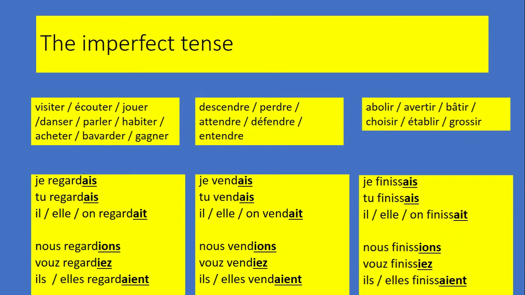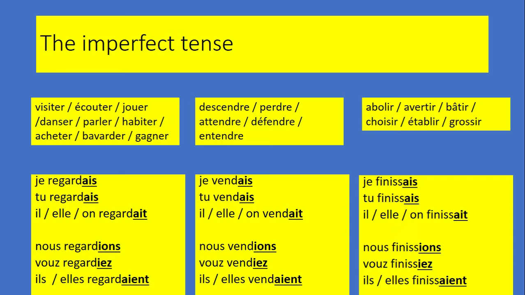So can you conjugate visiter in the imperfect tense, or parler, or acheter? Just pick one at random. Can you conjugate it, ideally without looking? I'm going to choose the verb danser. Imperfect tense goes je dansais, tu dansais, il dansait, nous dansions, vous dansiez, ils dansaient.